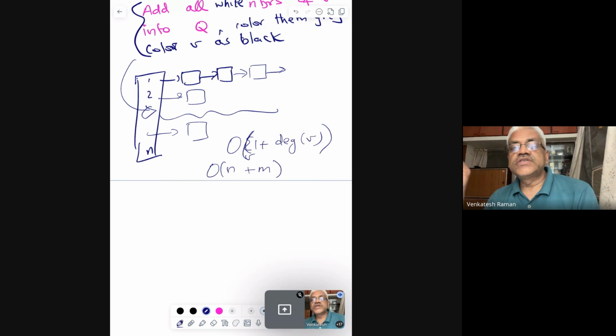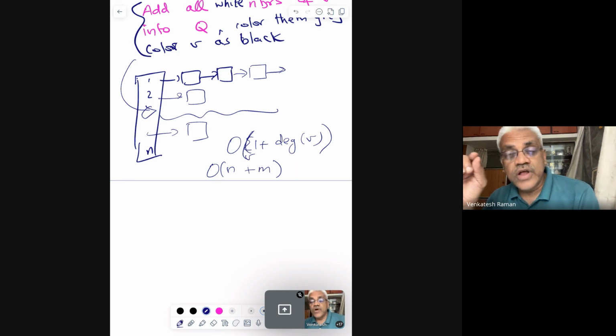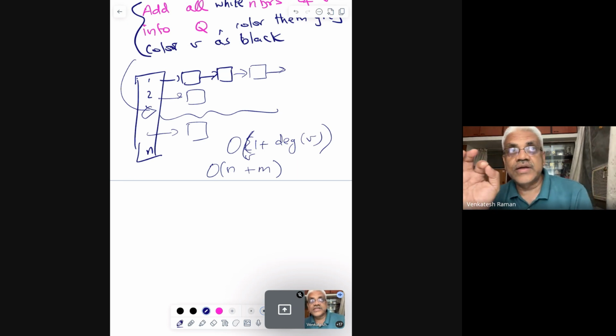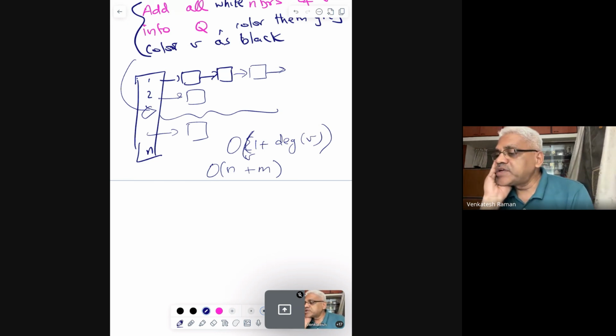So it's the summation of some constant time plus degree of the vertex. And when you sum over all vertices, it's order N plus M. Okay, so all these little details are important. And you have to have a reasonable description of the algorithm before you can even analyze it. Okay, good. So now let's come back.